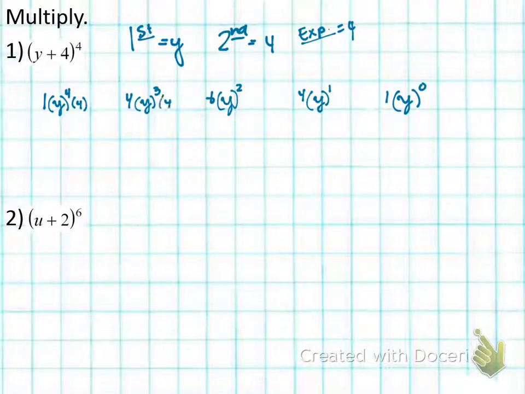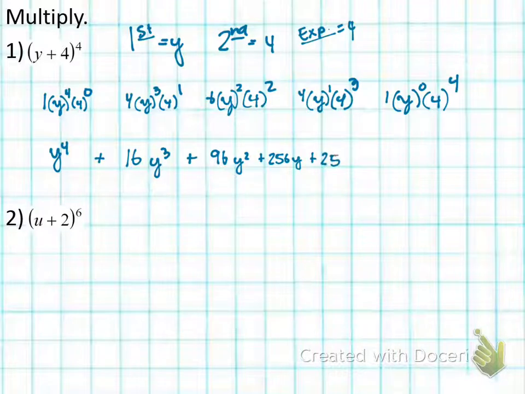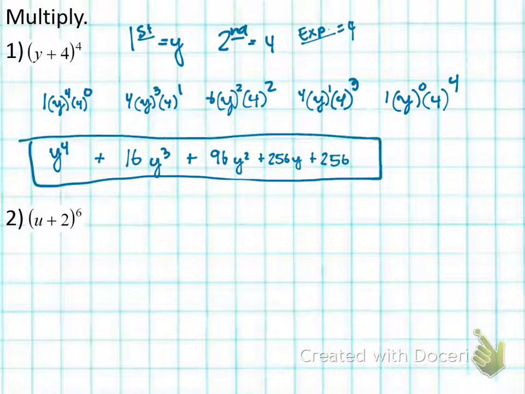Then I take the second number and put it next to it in its own parentheses. So 4 is my second number or term. Then I go backwards, starting with 4 to the 4th, 3, 2, 1, 0. Then I simplify. This all turns into y to the 4th. This all turns into positive 16y cubed. This all turns into positive 96y squared. This all turns into positive 256y, and the last one's positive 256.